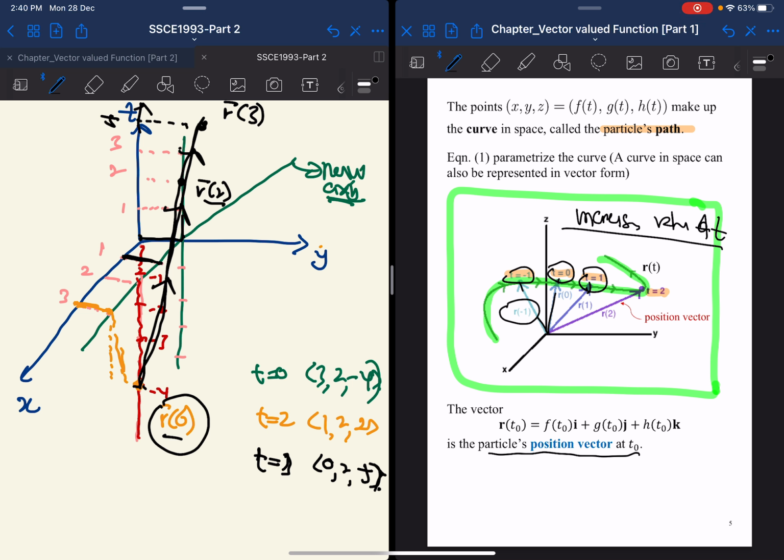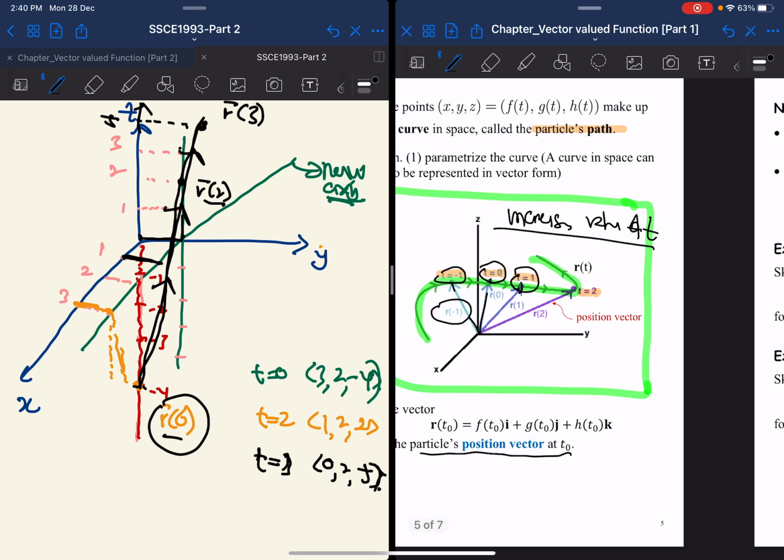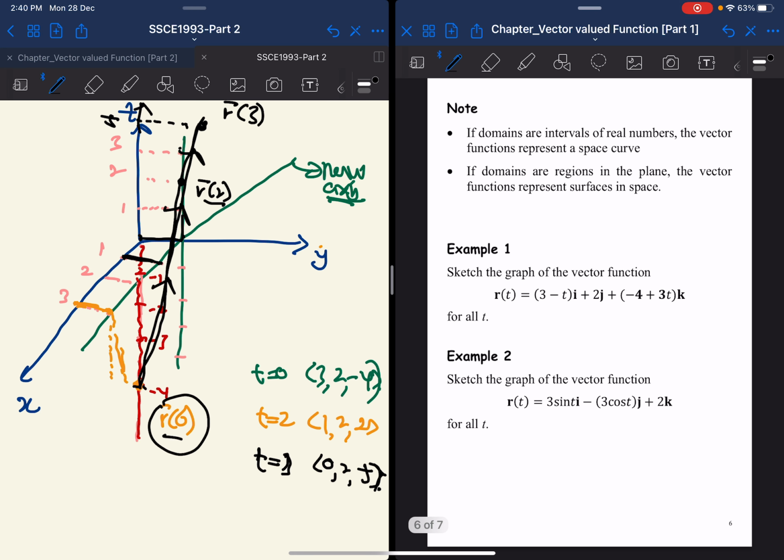So this is how you can get the graph of a vector function. I think this one will be a little bit tricky, because you will obviously get a straight line that is actually located on the new axis, but it is a little bit hard to imagine. So let's see the second example.